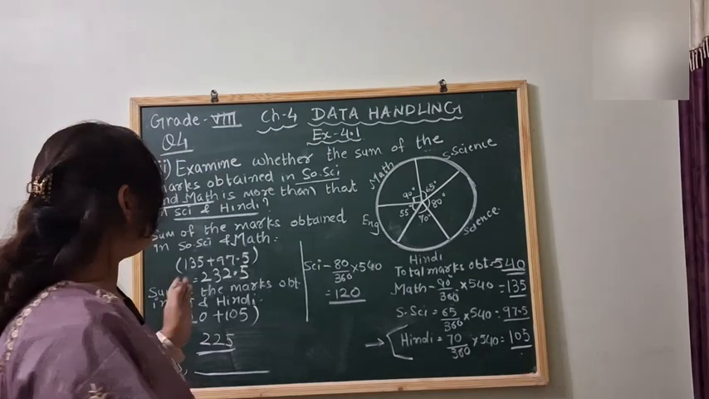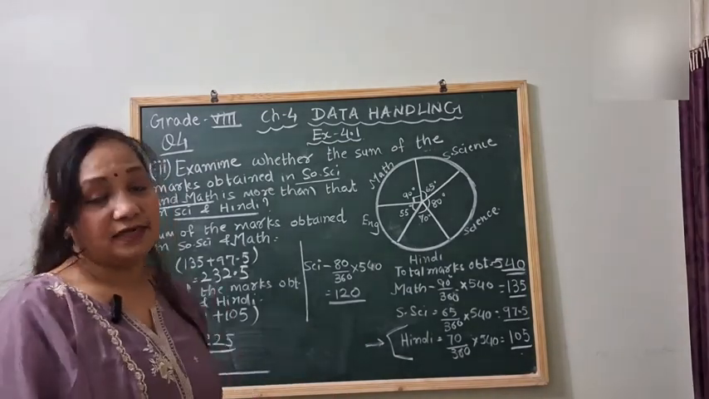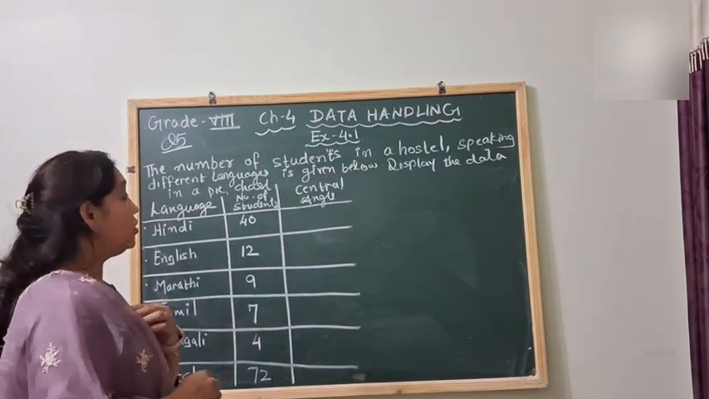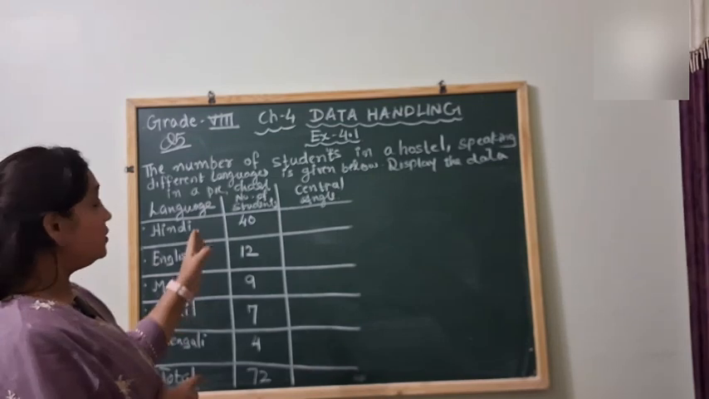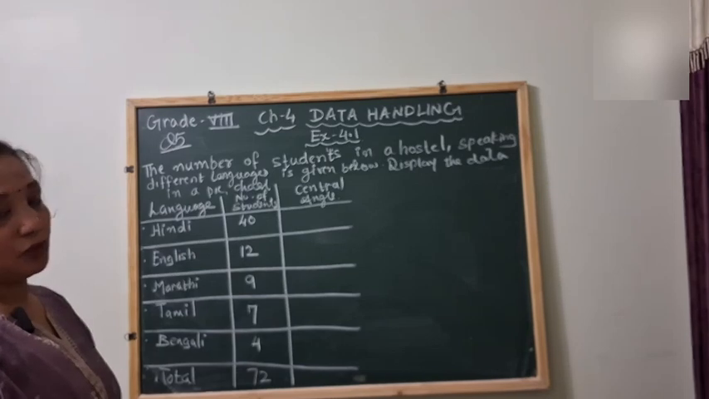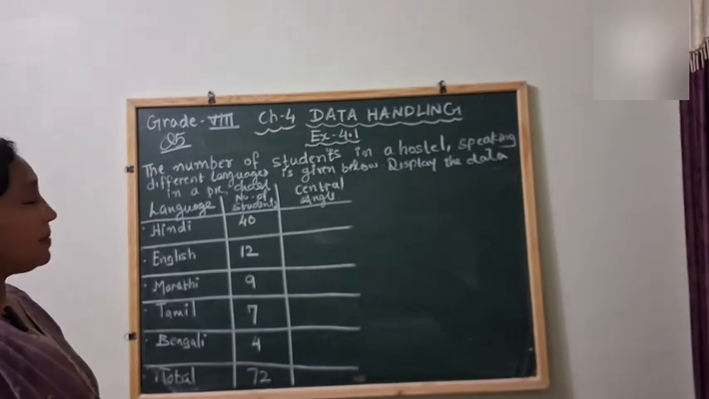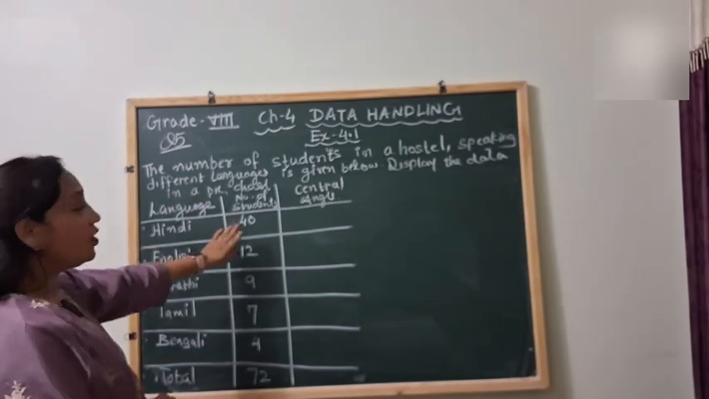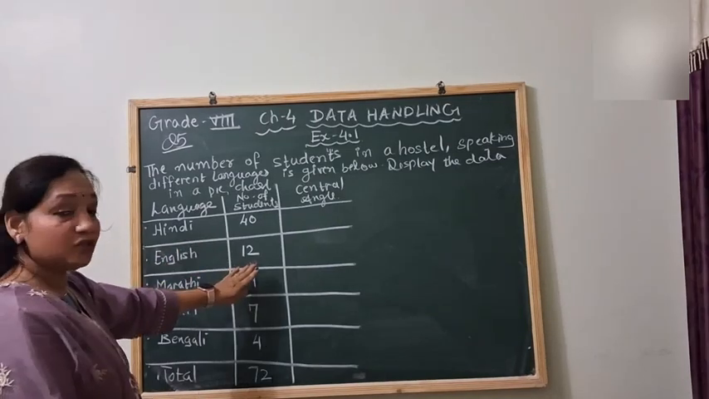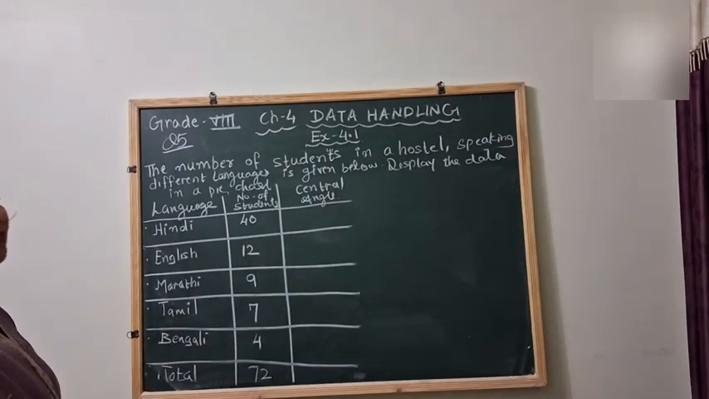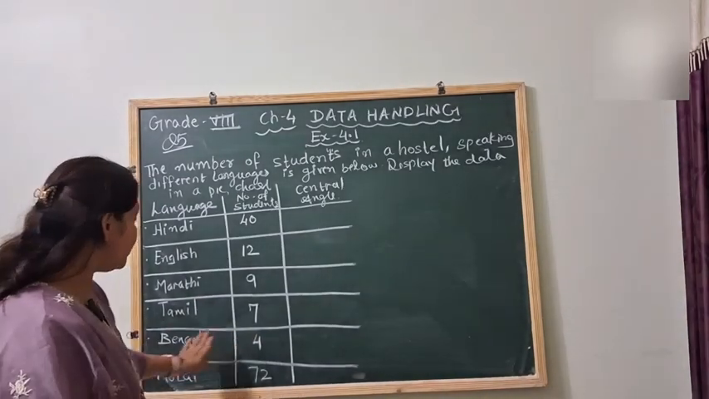So now moving on to the last question of this exercise. Let us do that. Okay, students, now moving on to question number 5. The number of students in a hostel speaking different languages is given below. Display the data in a pie chart. Okay, now here this is the data given. These are the number of students. 40 students speak Hindi, 12 students speak English, 9 students speak Marathi, 7 students speak Tamil, 4 students speak Bengali.